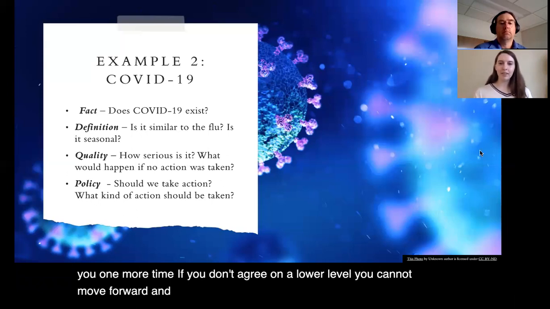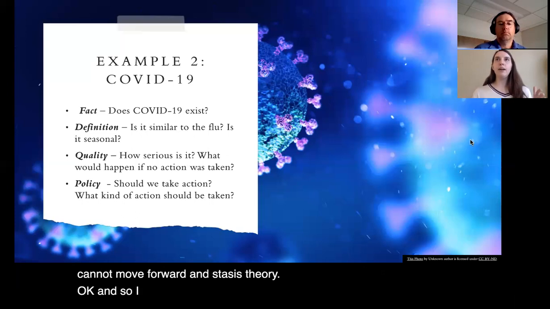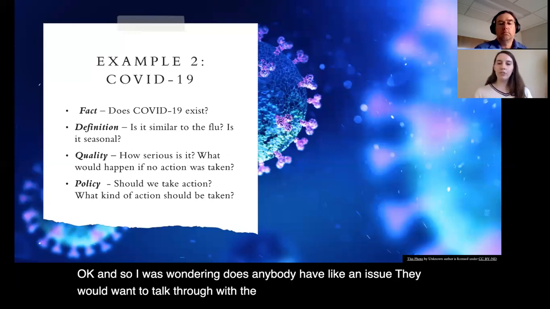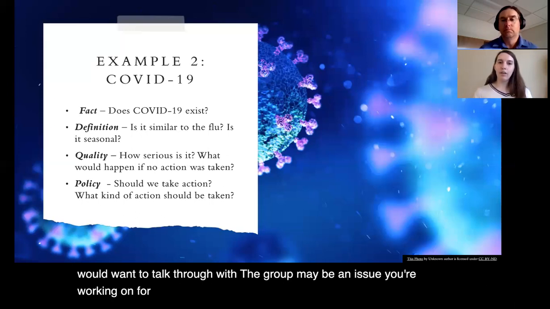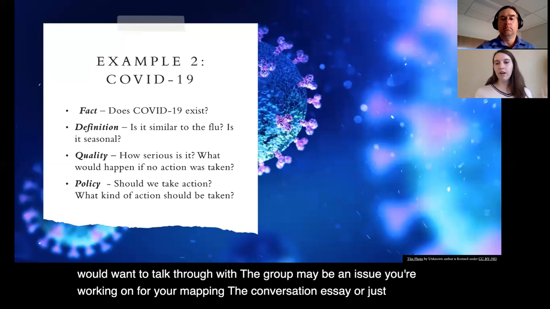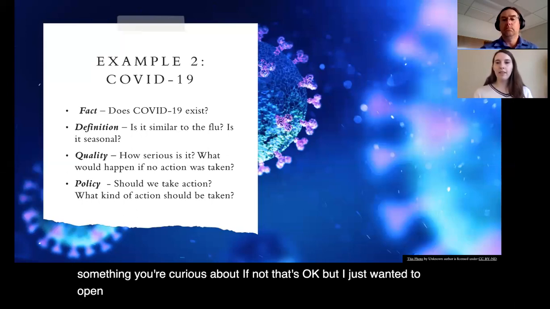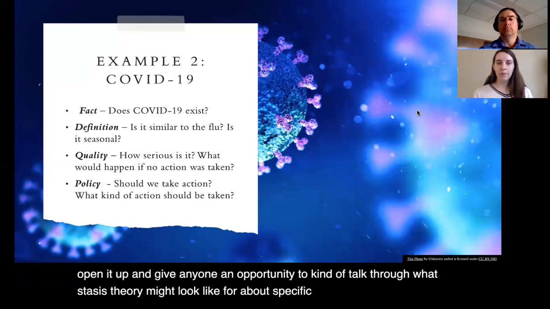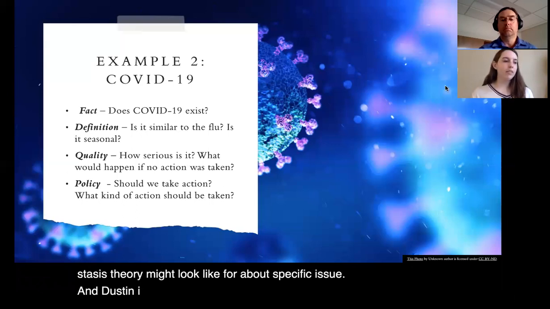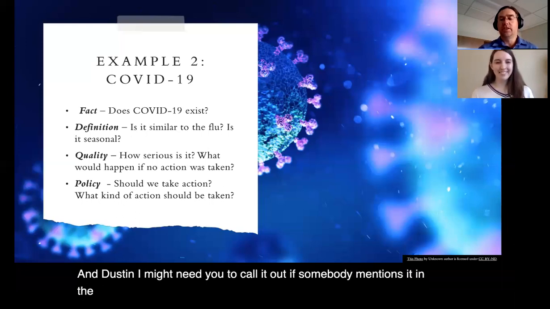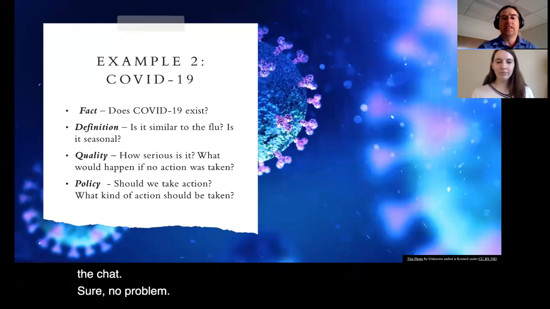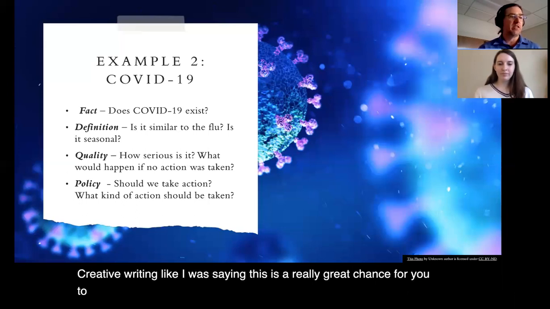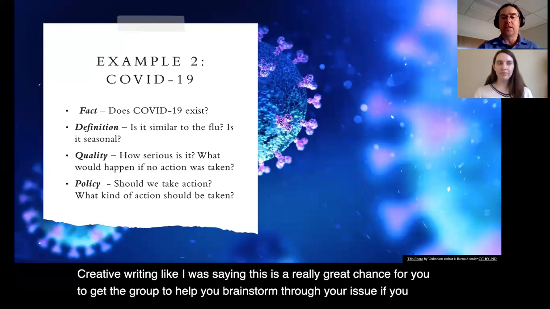Okay. And so I was wondering, does anybody have an issue they would want to talk through with the group? Maybe an issue you're working on for your mapping the conversation essay, or just something you're curious about. If not, that's okay. But I just wanted to open it up and give anyone an opportunity to talk through what stasis theory might look like for that specific issue. And Dustin, I might need you to call it out if somebody mentions it in the chat. Sure, no problem. So yeah, just reiterating what Claire was saying, this is a really great chance for you to get the group to help you brainstorm through your issue if you have one you'd like to talk about.